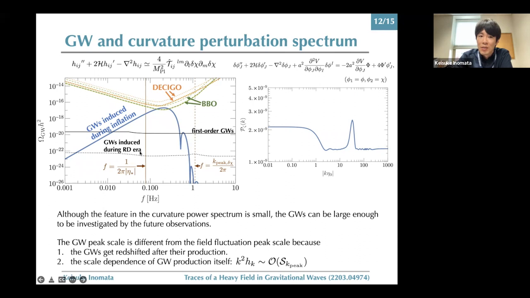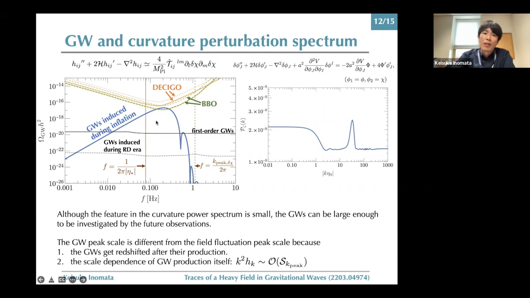So as I said, scalar perturbation can induce gravitational waves even after the inflation. When they enter the horizon, the scalar perturbation can induce gravitational waves. So for comparison, I plot this kind of gravitational waves. From this figure, we can see that the dominant contribution comes from the gravitational waves induced during the inflation.